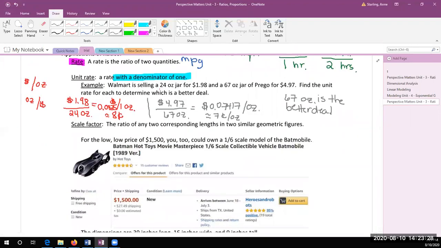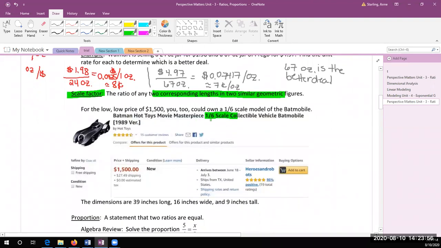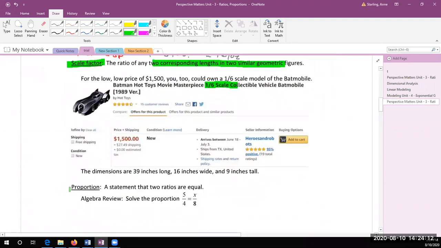Okay, so this next item is the idea of a scale factor. If I'm looking over here at buying this Batmobile, which is known as 1/6 scale, that means the scale model is 1/6 of the original one. So I'm comparing corresponding lengths for two similar geometric features. Each piece here is going to be 1/6 of the original. So if the dimension is 39 inches long, then we multiply that by 6 to get the original one back. I'll come back to scale factor in a minute, but first let's review a little about proportions.